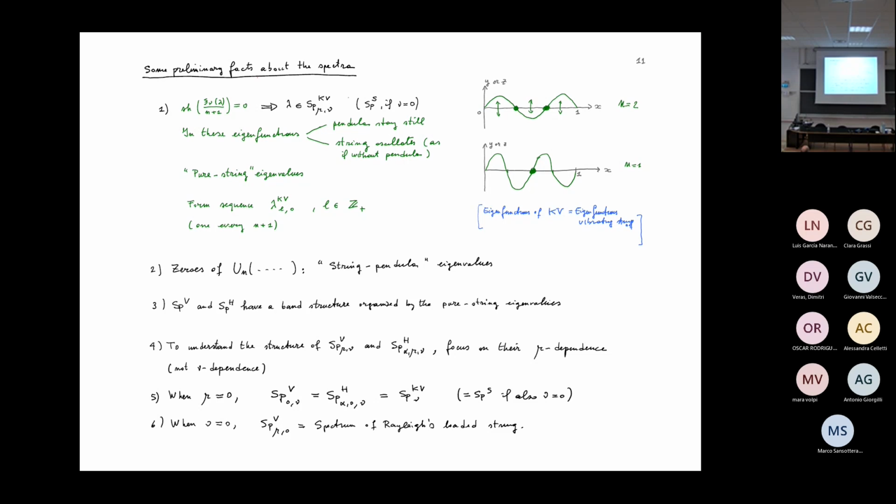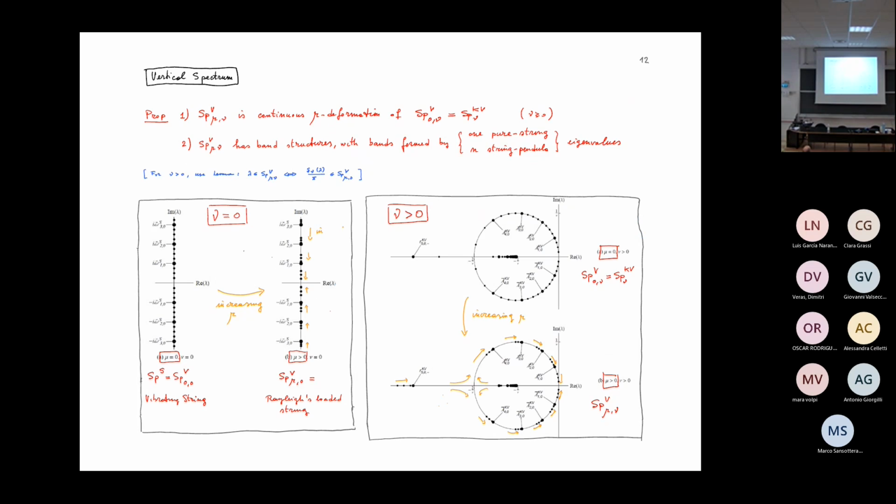Okay, for mu equal to zero, when there are no masses, no pendula, we have the Kelvin-Voigt string. So when mu is zero, the vertical and horizontal spectra coincide with the Kelvin-Voigt string spectrum, which is the one with the circle. And of course, if there is no dissipation, we get the spectrum of the vibrating string. Okay, so what can we find? For the vertical system, it's possible, and not too difficult, to give a complete analytical description of the spectrum. So let me distinguish the case of no dissipation from the case of dissipation.